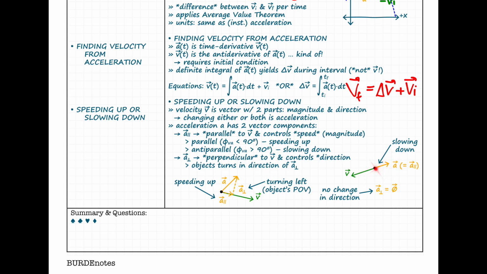If you have an acceleration that is perfectly aligned with the velocity, there's zero component that is perpendicular to the velocity, and that means that we're only changing the magnitude. We're slowing down in this case because we're anti-parallel, but there's no change in direction in this case. The particle is going to continue moving in a straight line at a slower speed.